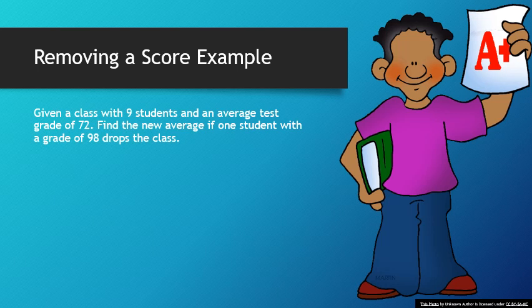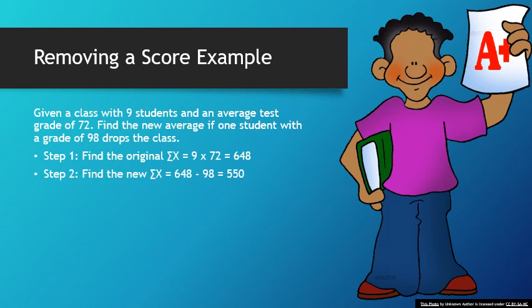Let's look at a removing a score example. So given a class with 9 students and say the test average was 72. Well, let's say that one student drops the class and he had a score of 98. What happens to the mean? Well, step 1, find the original summation of x, which would be 9 times 72, so this would give you 648. Step 2, you'd find the new summation of x, which is the old minus the 98 points from the student who dropped the class, so 648 minus 98 would give you a new summation of x of 550.